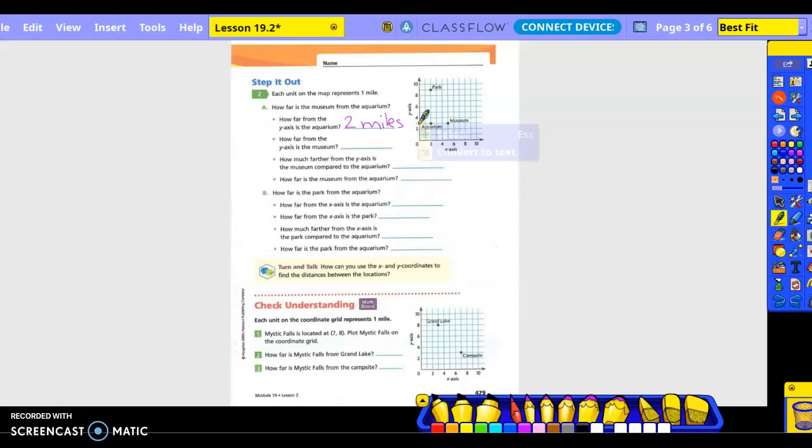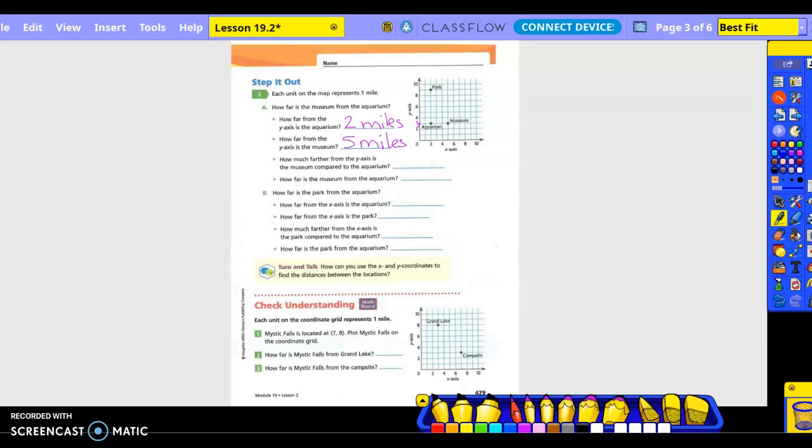The y-axis is right here. The aquarium is right here. So that's 2 spaces. How far from the y-axis is the museum? So from where I have that X to the dot of the museum. So 5, right? So 5 miles.